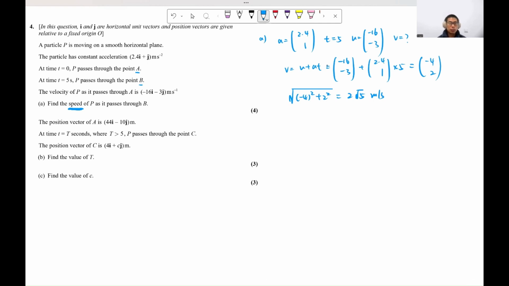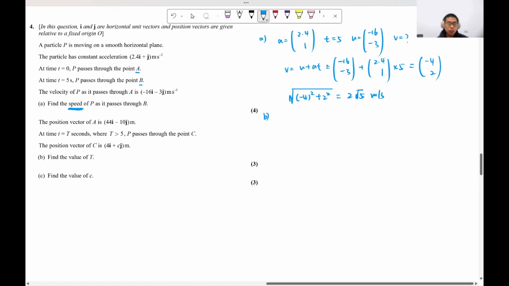Okay, and then let's have a look at question b. It says the position vector of A is 44i minus 10j meters. And at time t equal to capital T seconds, where capital T is more than 5, P passes through the point C. The position vector of C is 4i plus cj meters. And then we want to find the value of T. So it's something to do with the position vector.